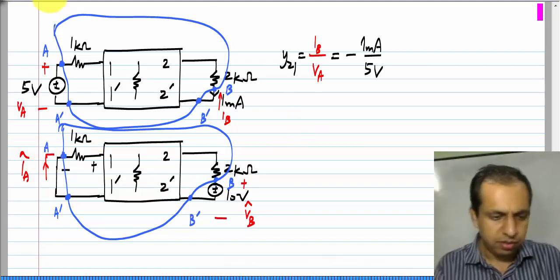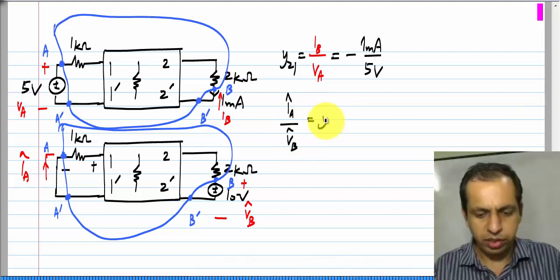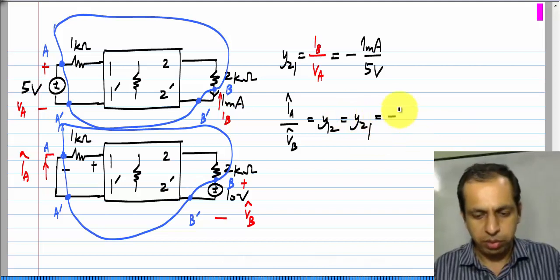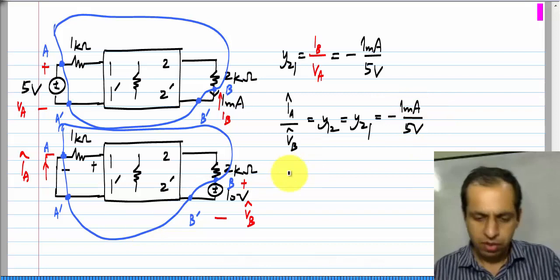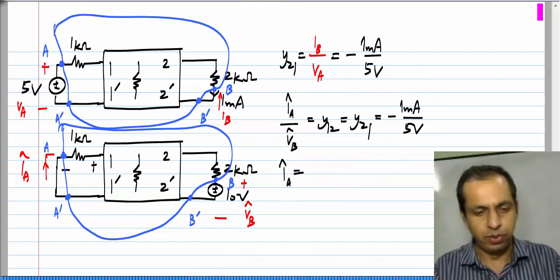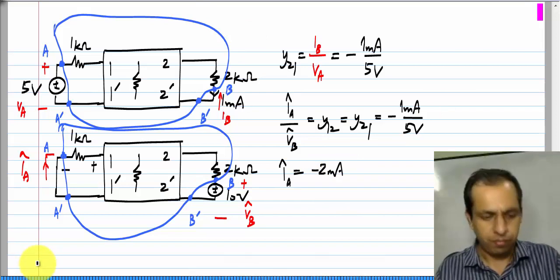So, we know that I A hat by V B hat is basically Y 12 of this network, which of course, is the same as Y 21 and that is given by minus 1 milliamp by 5 volts. So, I A hat itself will be this number times V B hat, which is 10 volts. So, that means that I get I A hat to be minus 2 milliamperes.